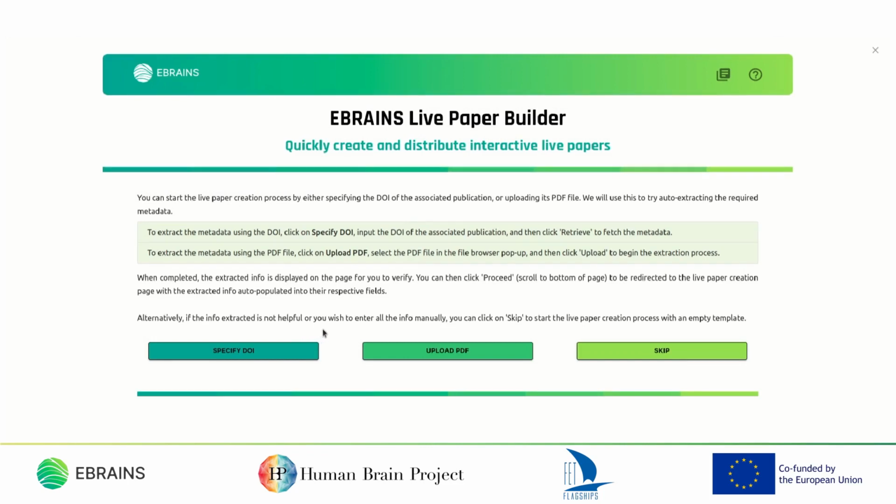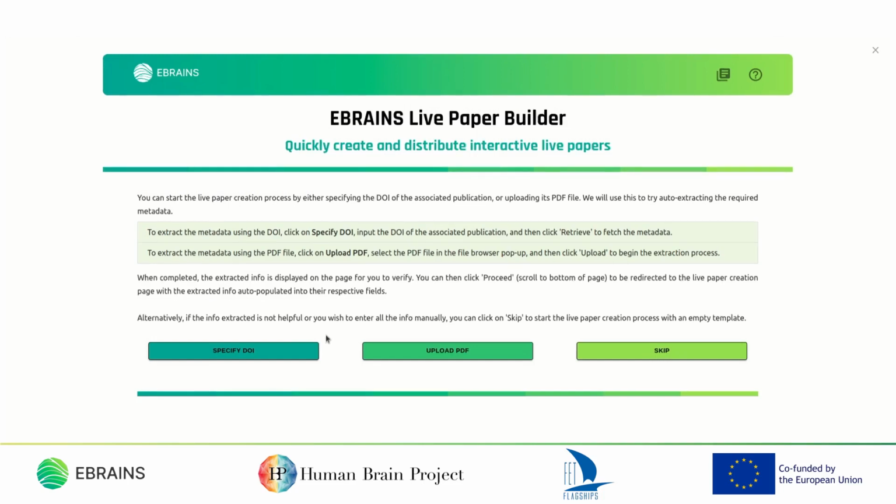Live papers are typically associated with traditional journal publications. It is therefore necessary to collect information about the same. As this process can be somewhat cumbersome, especially when several authors and affiliations are involved, the Live Paper Builder provides 2 options for simplifying this input.